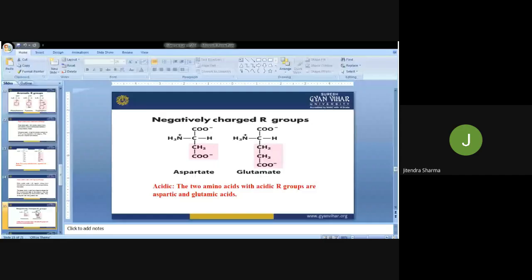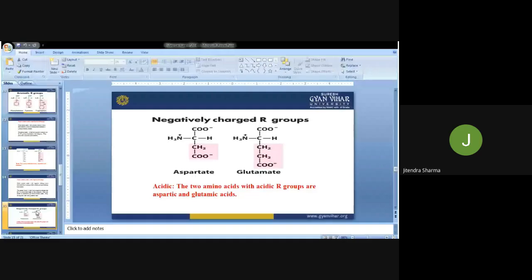They are dicarboxylic amino acids because they have two carboxyl groups. They are aspartic acid and glutamic acid. The chemical structure of the negatively charged R group: aspartate and glutamate. The two amino acids with acidic R group are aspartic acid and glutamic acid.